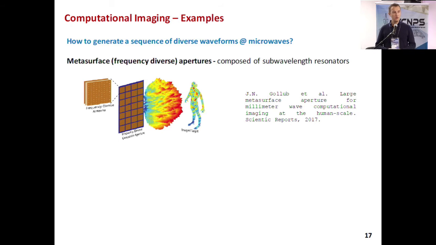Okay, the question now is how to do this frequency diverse, how to do this compressive device that will link this output, this one RF chain, to the radiating part. Some people at Duke University in the United States have proposed metasurface frequency diverse apertures, composed of sub-wavelength resonators. These are small resonators that all have different resonating frequencies. By changing the frequency, they will illuminate a scene with uncorrelated frequency patterns.